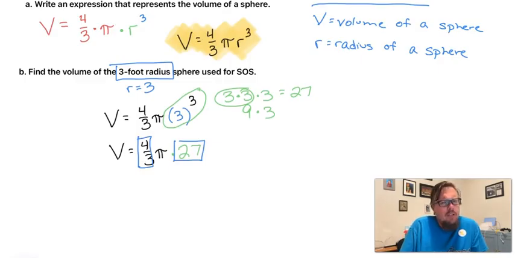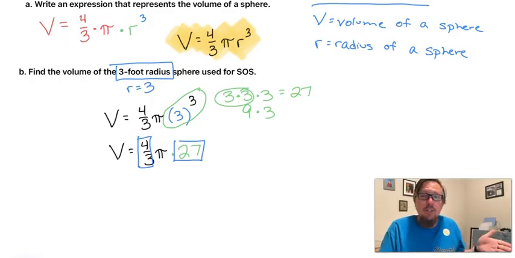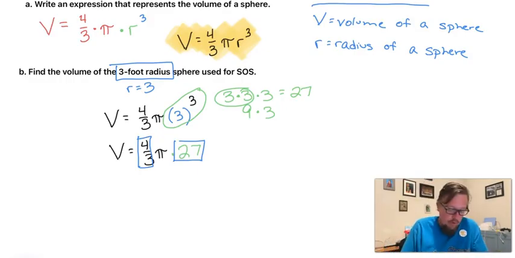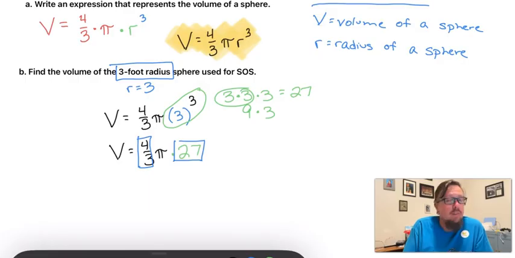First thing we need to ask ourselves is, are we allowed to do this? Are we allowed to change the order? And instead of doing the first two things, 4 thirds times pi, are we allowed to change the order and do 4 thirds times 27? Order of operations says do multiplication from left to right, and we're kind of breaking the rule here. We're not going left to right. Left to right would be 4 thirds times pi. We want to do 4 thirds times 27. Does the order matter when you're multiplying?